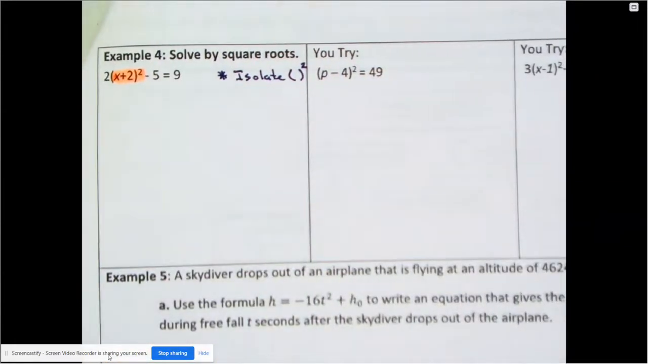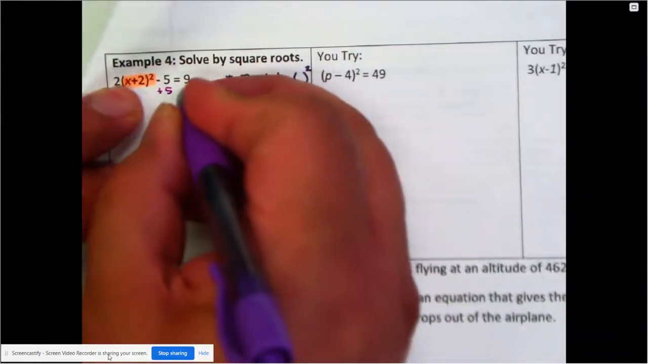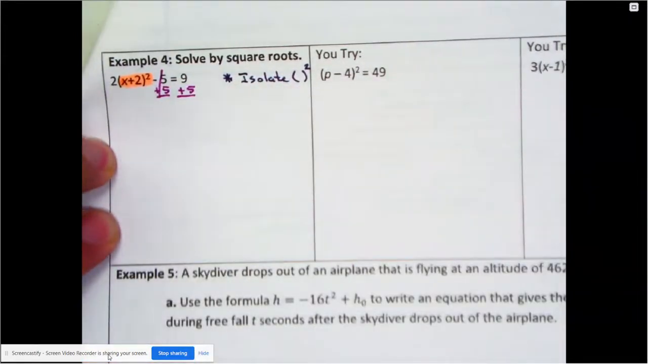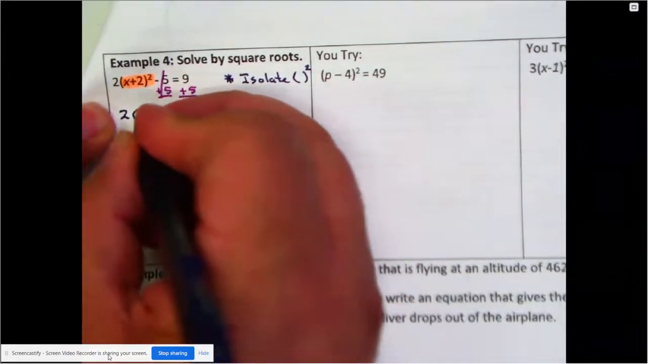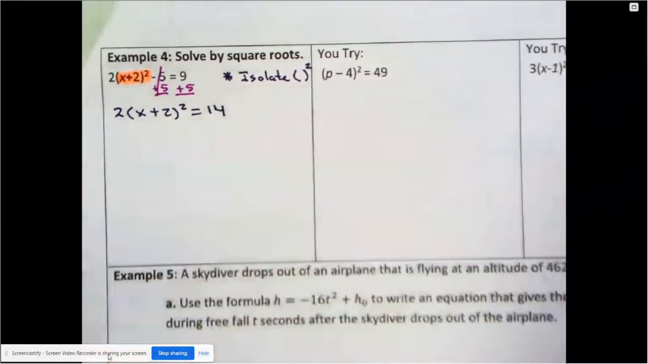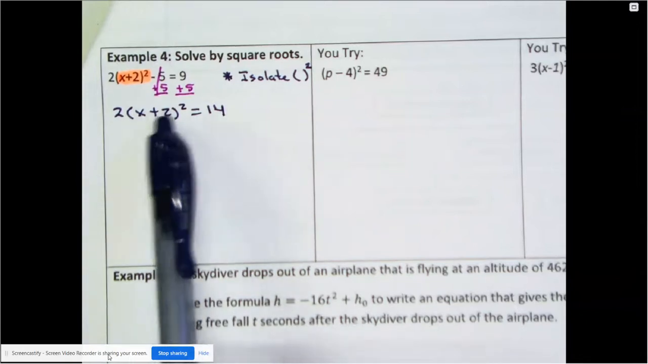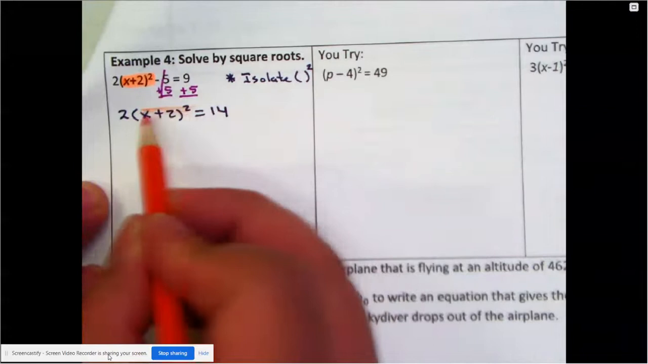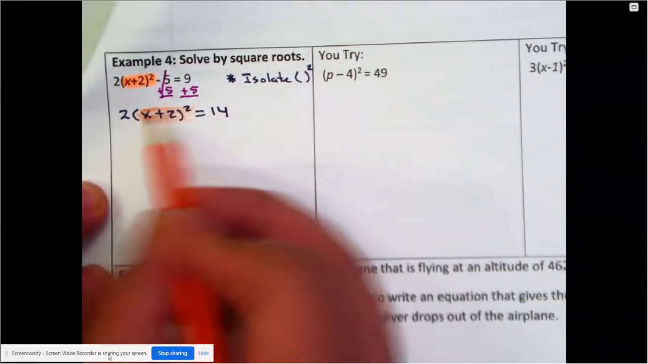So if you look carefully, I can easily see what I need to get rid of right away. I'm going to add a 5 to both sides. Start off with that, just like we did on the other side. Now I know there's still a 2. There's still an x plus 2 squared, but now it equals 14, and that's fine. My goal is to still continue to try to isolate this value right here.